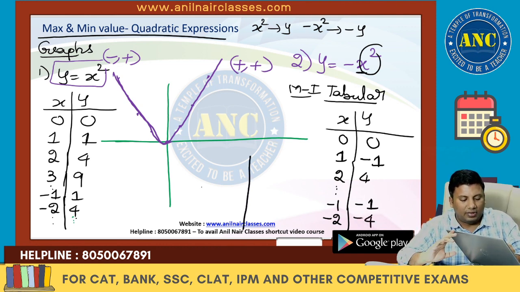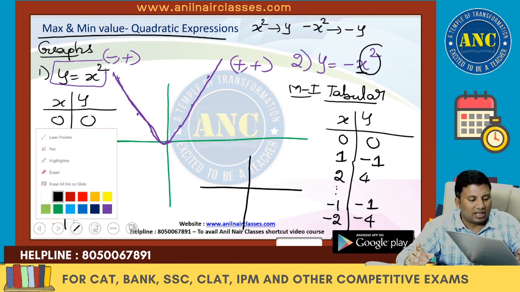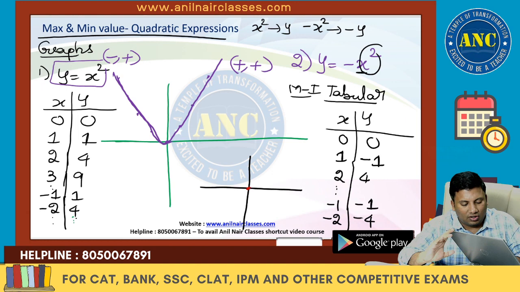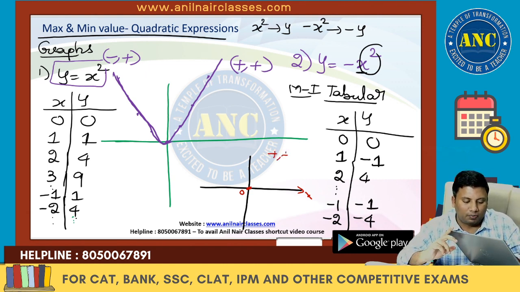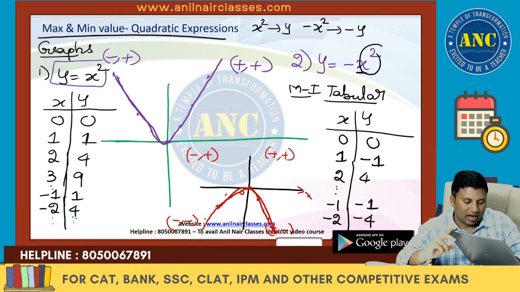So the diagram will be, listen carefully. X is 0, y is 0. X is 1, this is the positive x-axis. X is 1, y is minus 1. Positive, positive. Negative, positive. Negative, negative. Positive, negative. X is minus 1, minus 1. The graph will be like this.